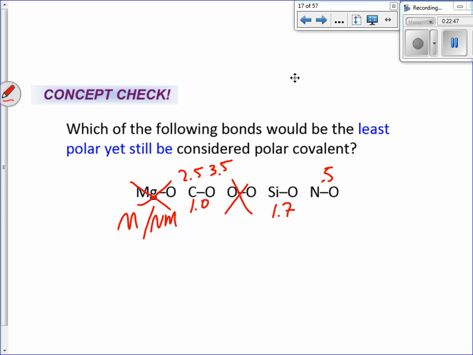So we want the least polar, which is going to be NO. But it's still polar. It still fits the range because it's above 0.4. But it is the least polar out of the other two involved. Okay? I think I was looking at the next question. You'll easily recognize it now.